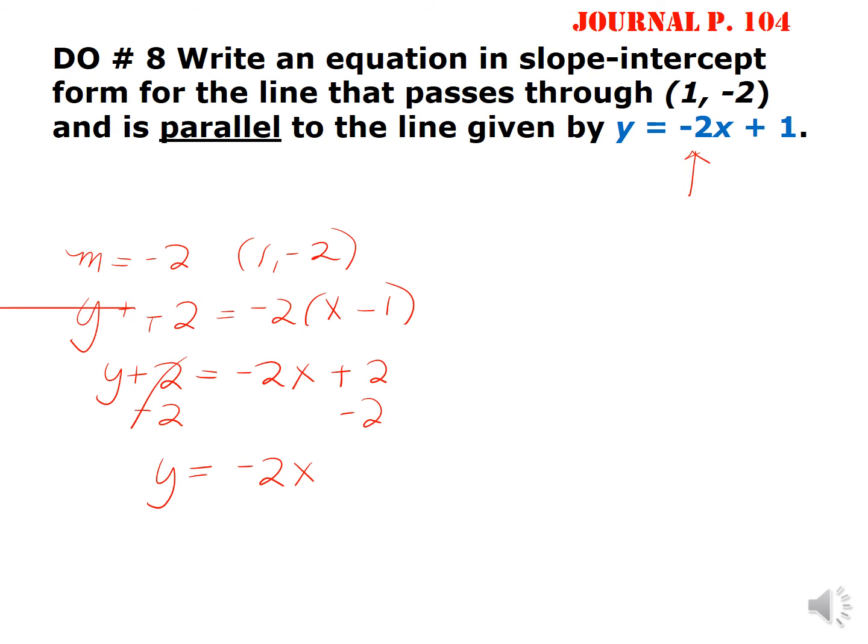I don't write the plus 0. Okay, these cancel. This just means it's a direct variation line going through that point with this slope. That's all it means. It does not have a y-intercept. The y-intercept is 0. Okay, it does have one, but it's 0, so we don't need to write it.